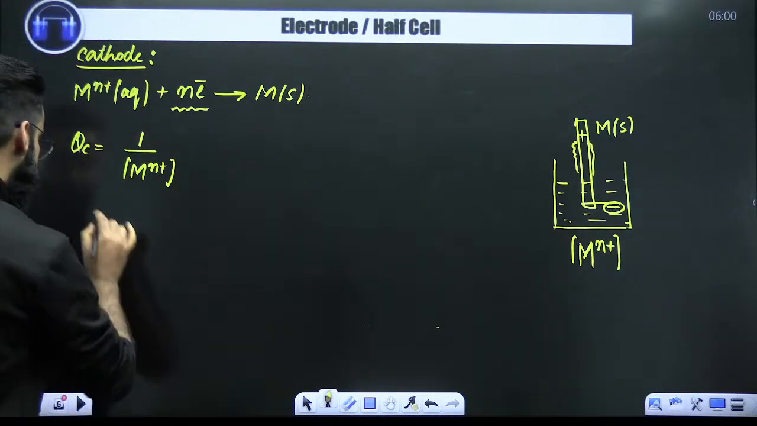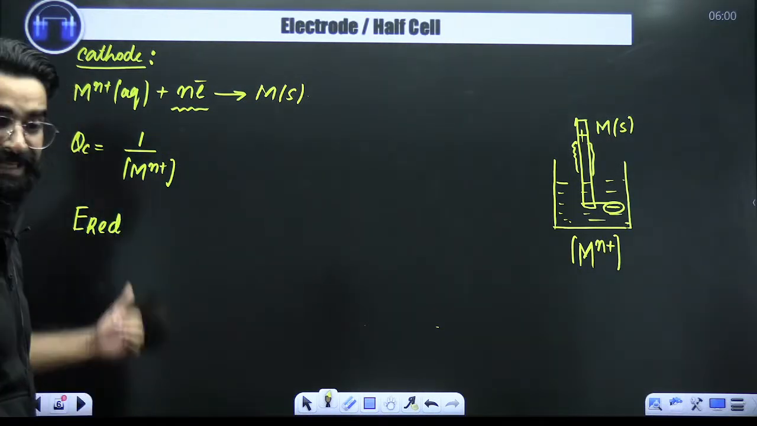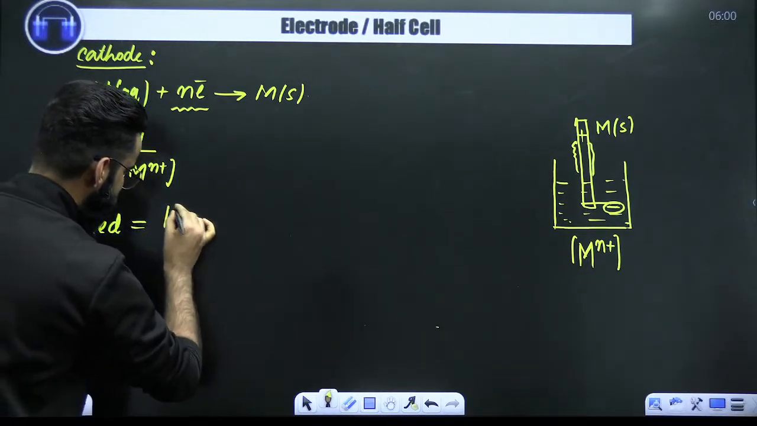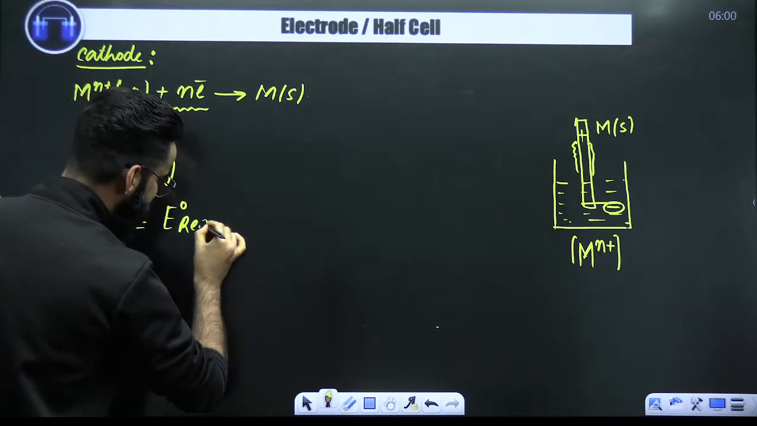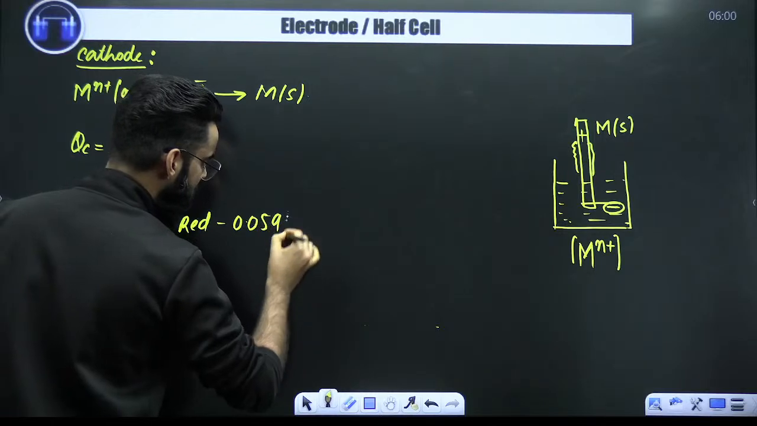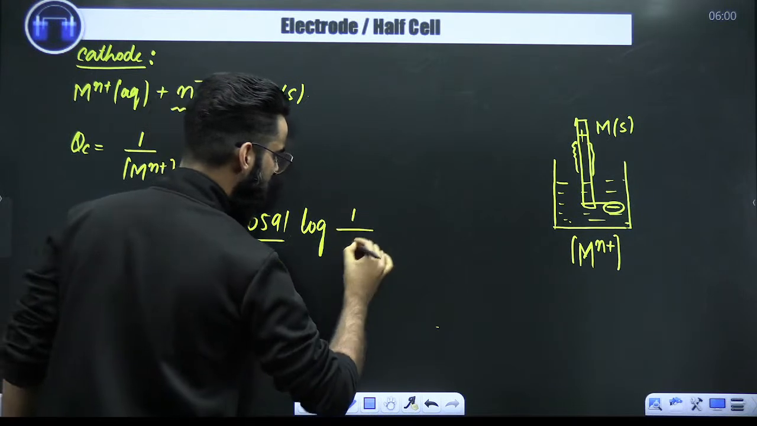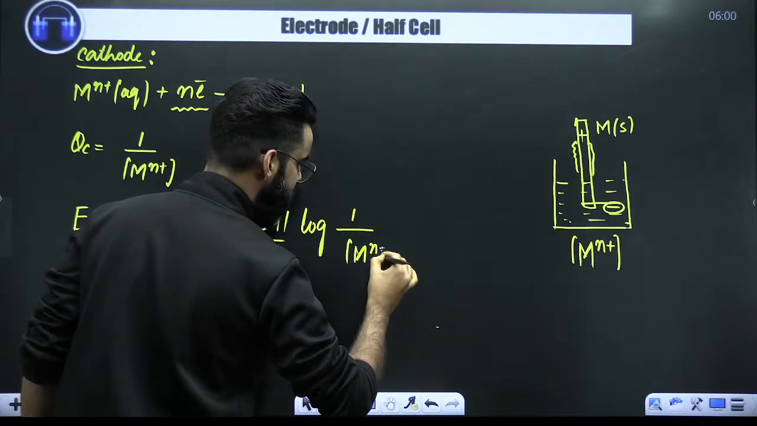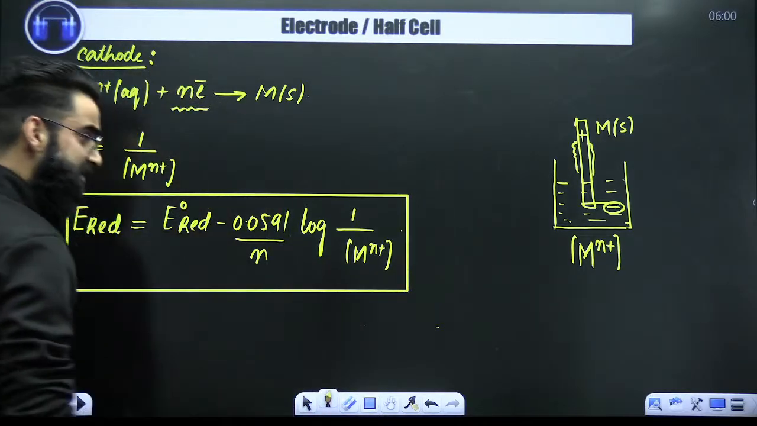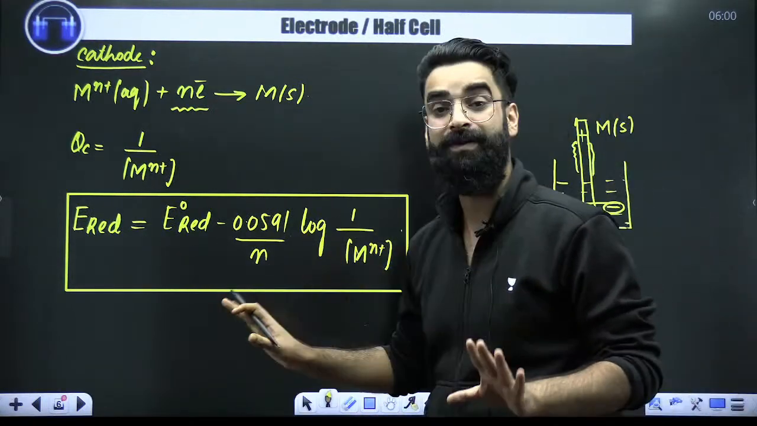Now, in order to calculate reduction potential under non-standard conditions, I'll be using the Nernst equation. The Nernst equation says that E_RED, the reduction potential of the same electrode under non-standard conditions, is equal to E° _RED, which is the standard reduction potential of the same electrode, minus 0.0591 divided by n, times log of Q_C. What is Q_C? Q_C is 1 divided by the concentration of M n+, right? This is how you are going to calculate the reduction potential of the half cell under non-standard conditions.